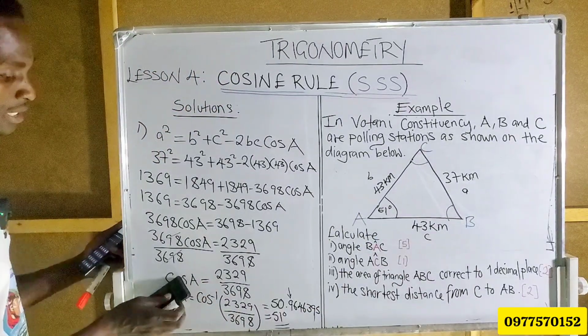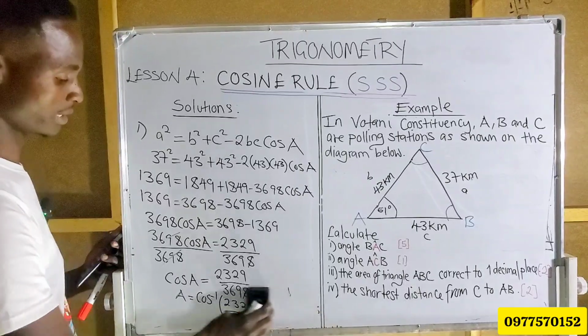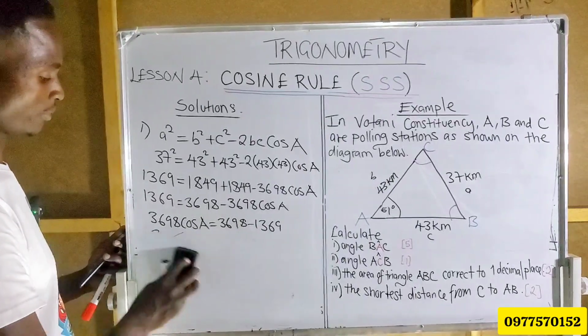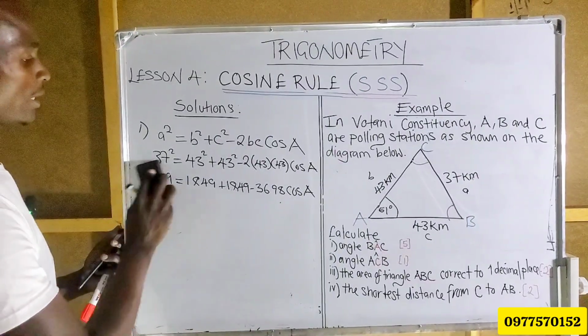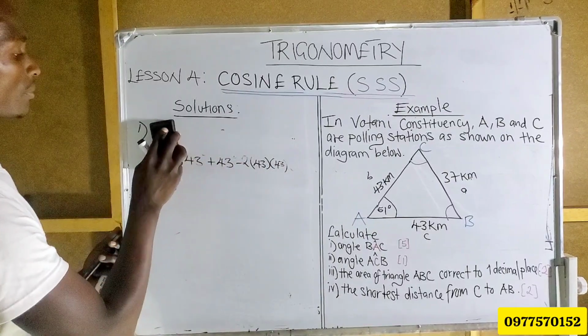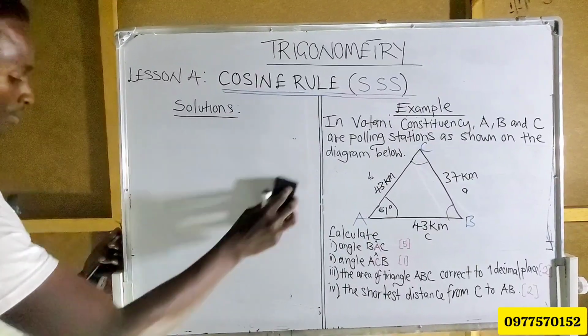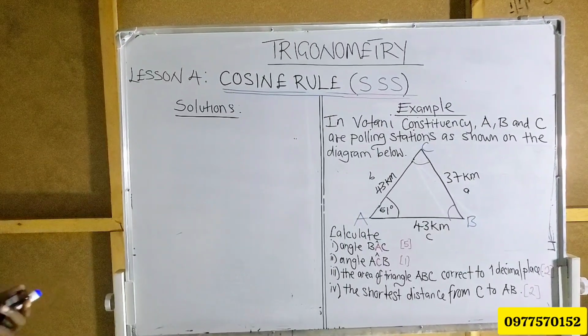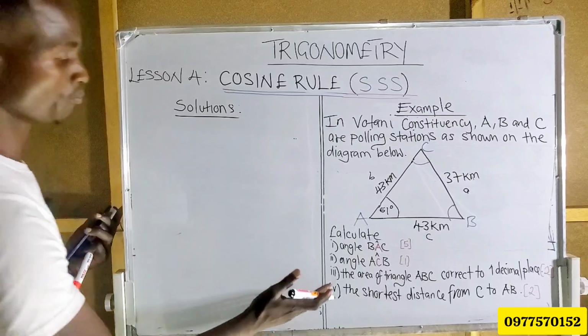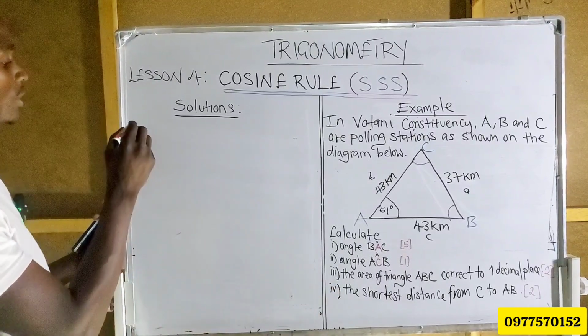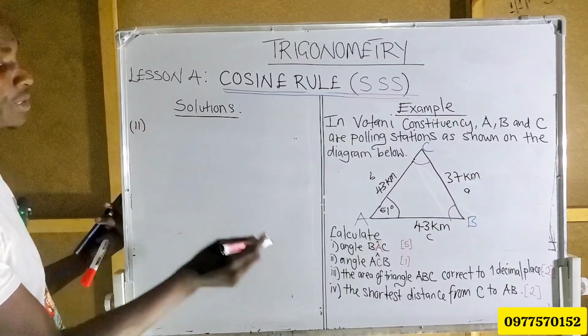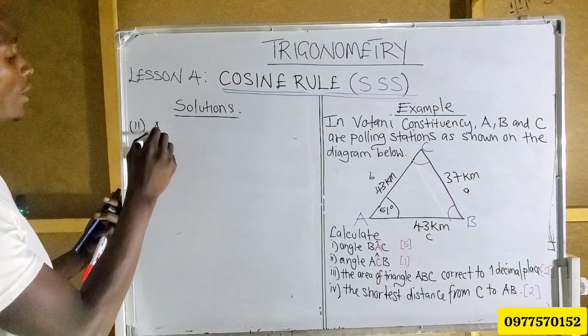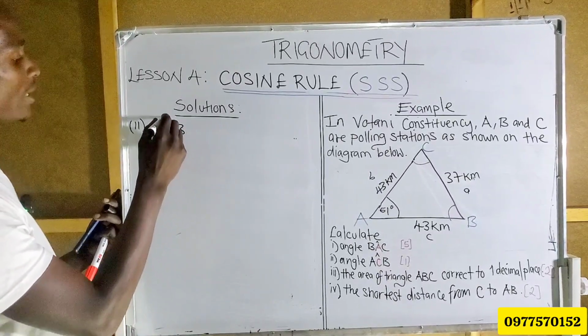Okay? So let me just create space here. I don't have enough space. Let me create space. We've already calculated that angle, so you can pause the video and copy. Okay? All right. So we're on question 2. Question 2 is saying, find the angle ACB.